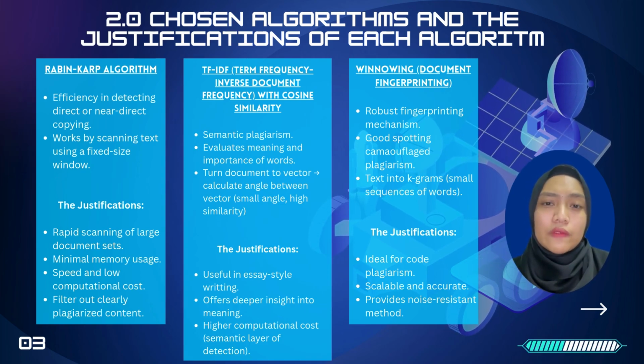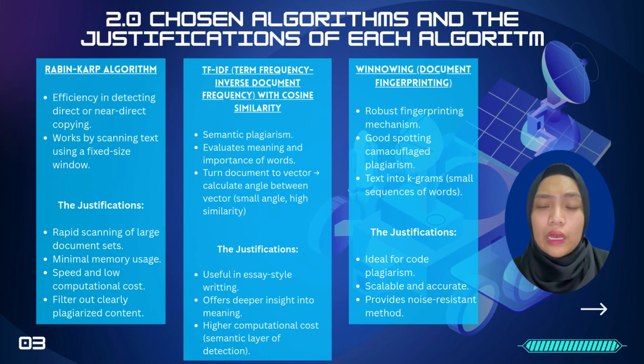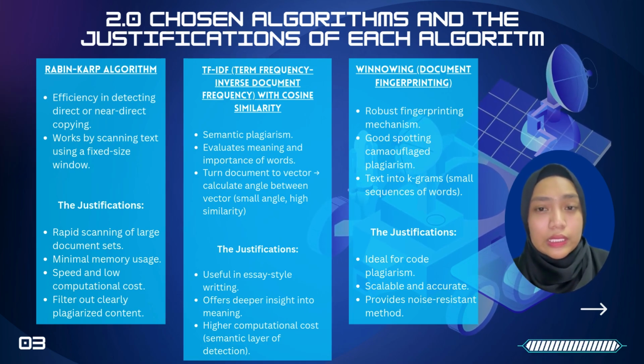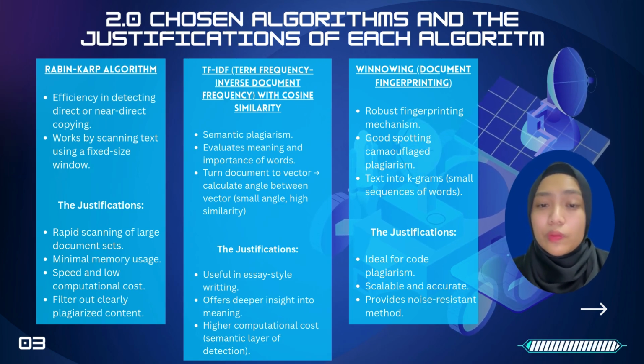TF-IDF assigns weight to words based on how frequently they appear in a document and how rare they are across all documents. These weights turn each document into a vector. Cosine similarity then calculates the angle between vectors to determine how closely 2 documents align in terms of content. If the angle between their vectors is small, the similarity score will be high.